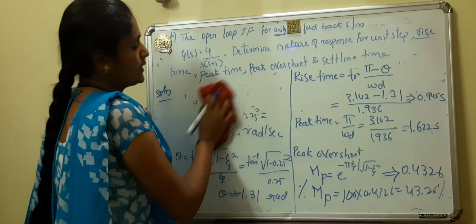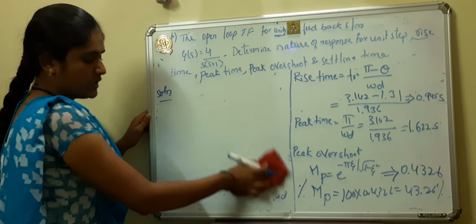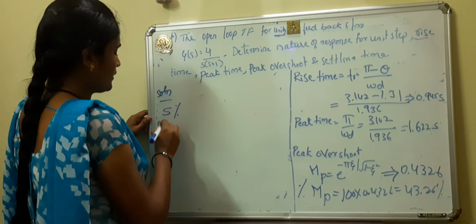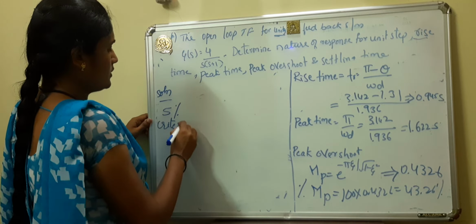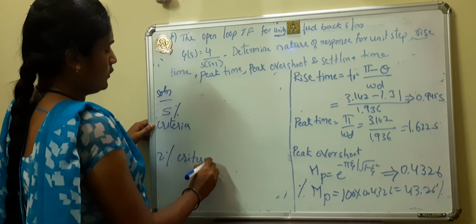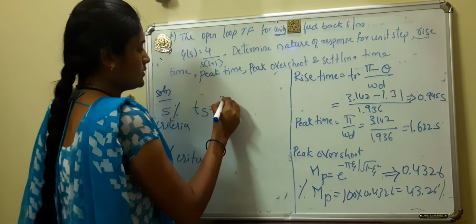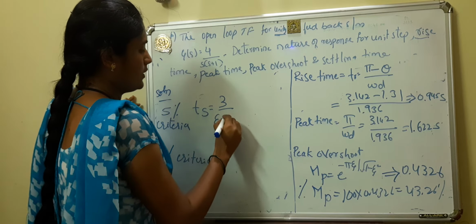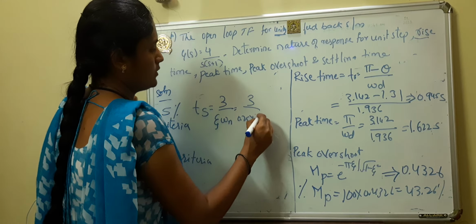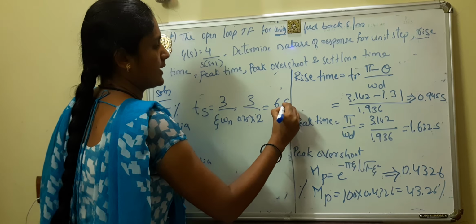Next is settling time. While deriving the settling time derivation, we have seen that there will be two criteria. One is for 5% criteria, and one is 2% criteria. For 5% criteria, the settling time Ts will be given as 3 divided by zeta omega n. So 3 divided by zeta is 0.25, omega n is 2. So we will have 6 seconds.